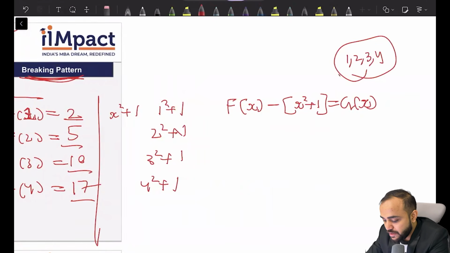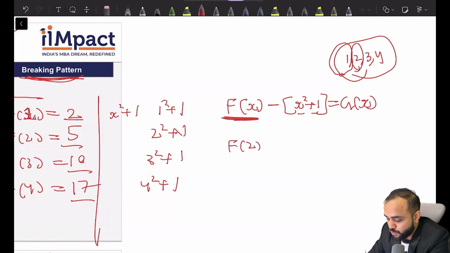Because at x = 1, what is the value of f(x)? 1² + 1, which is 2. So this will cancel out. You will get g(1) = 0. What is g(2)? g(2) will be f(2) − (2² + 1), that is 5, which is, f(2) is what? 5. So 5 − 5 = 0.